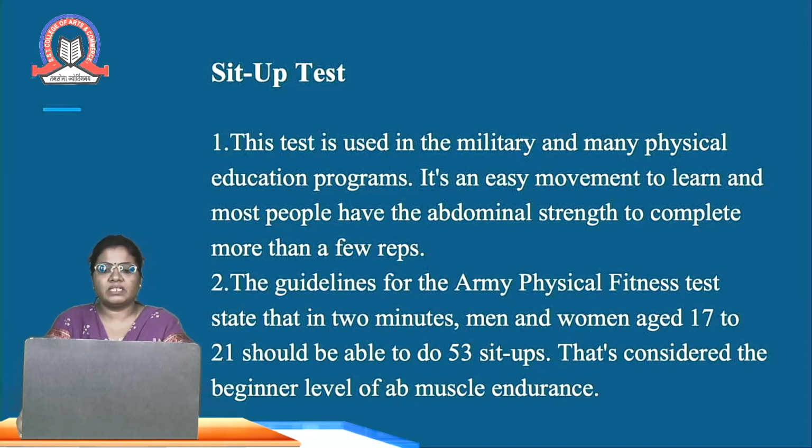The guidelines for the Army physical fitness test state that in 2 minutes, men and women aged 17 to 21 should be able to do 53 sit-ups. That's considered the baseline level of abdominal muscle endurance. So a minimum of 53 sit-ups is compulsory for the Army physical fitness test. This will show good abdominal muscular endurance.